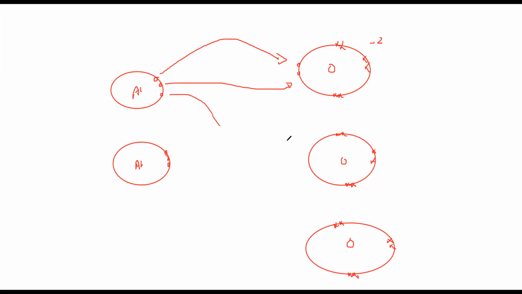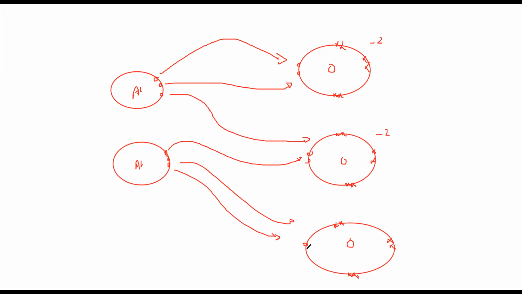Then 1 electron from aluminum, 1 and the second one, both are taken by this oxygen. So this will also get -2. And the last 2 electrons are taken by the oxygen as well, and it will get -2. And each aluminum charge should be 3 plus, or +3.